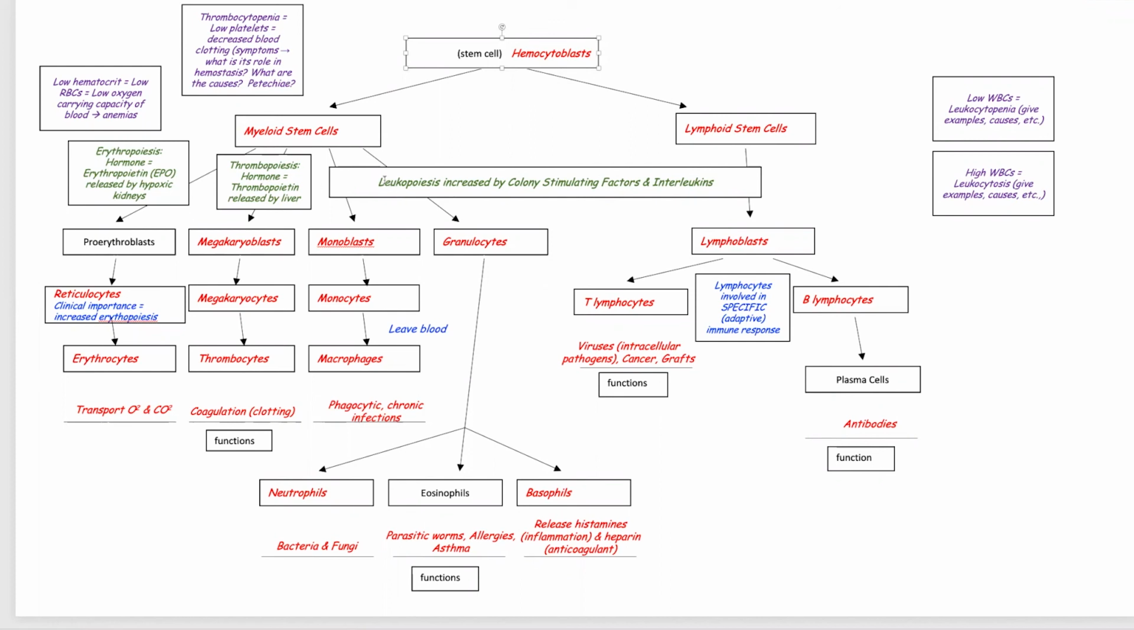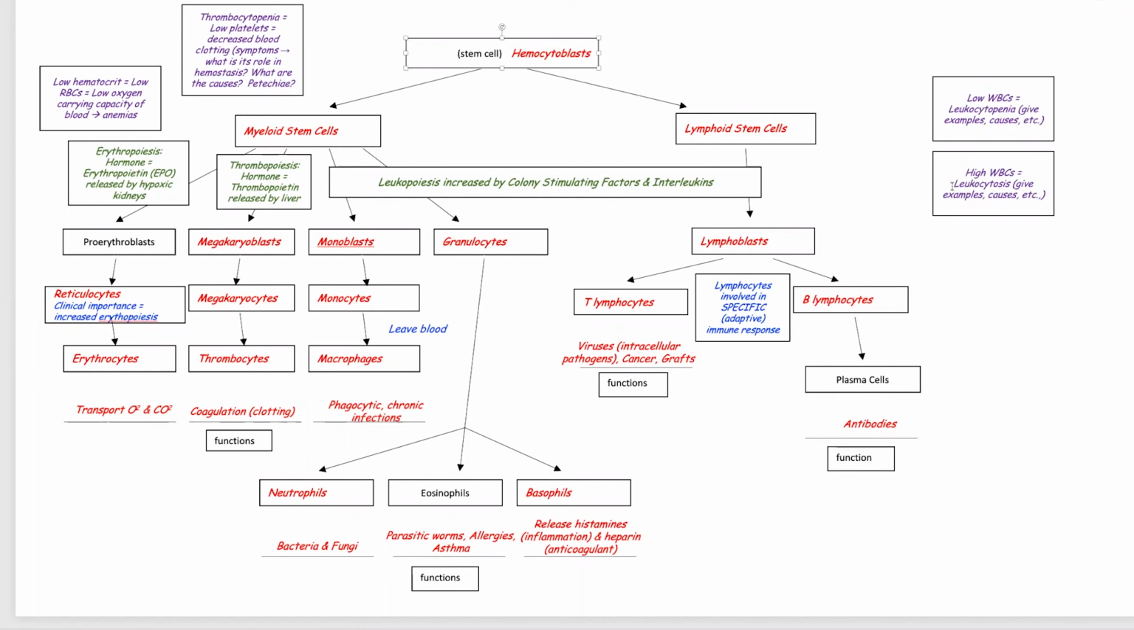I've also included the term here for leukocyte production, leukopoiesis, and the chemicals that bring that about. And those chemicals or cytokines are your colony stimulating factors and your interleukins. Over here on the side, I've included the term for low white blood cell count, so that condition is called leukocytopenia. You could give examples and causes here.